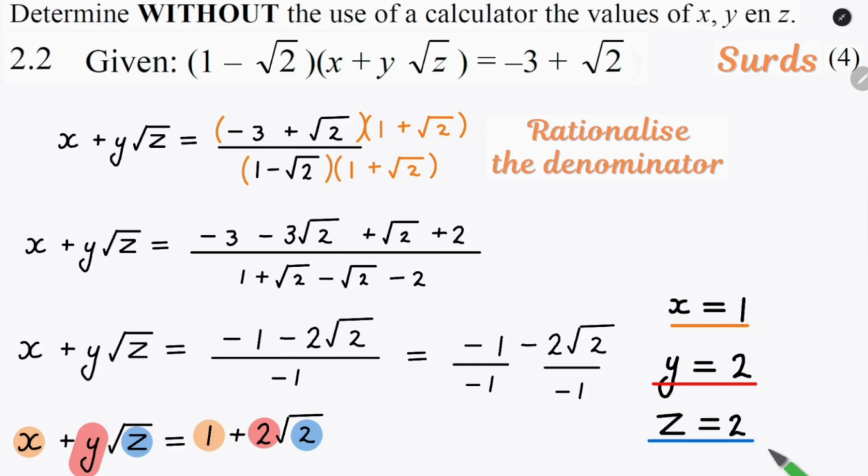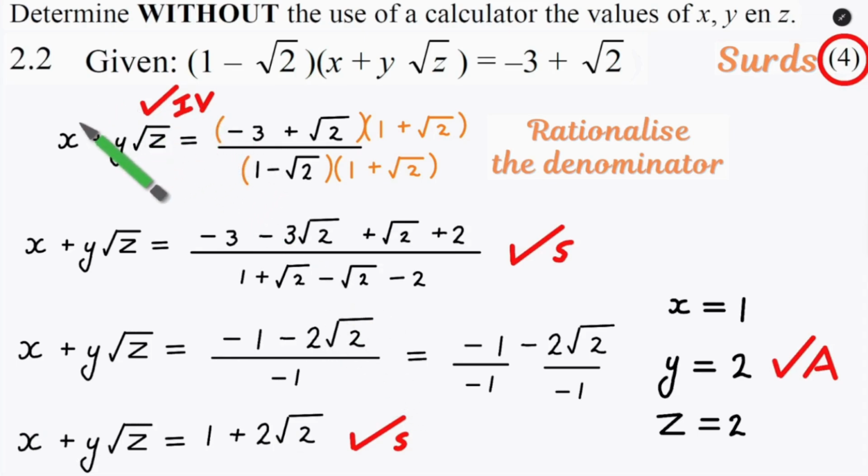And then we're going to have a look where the 4 marks come from. Your first mark comes from isolating those variables. Second mark comes from the simplification after foiling. Third mark comes from the simplification into this. And your last mark comes from all 3 final answers.